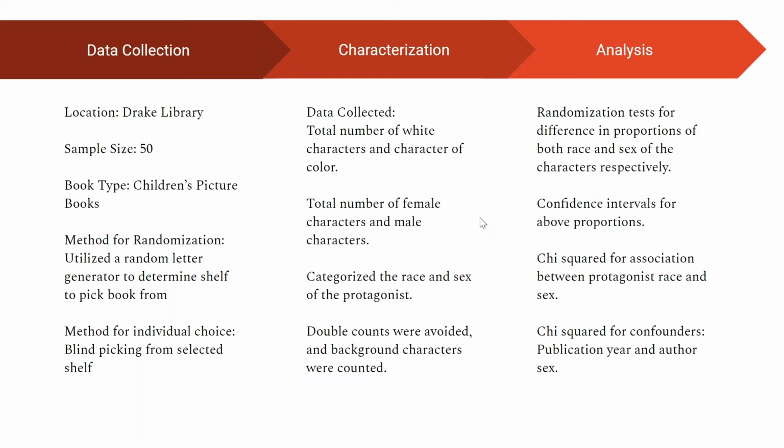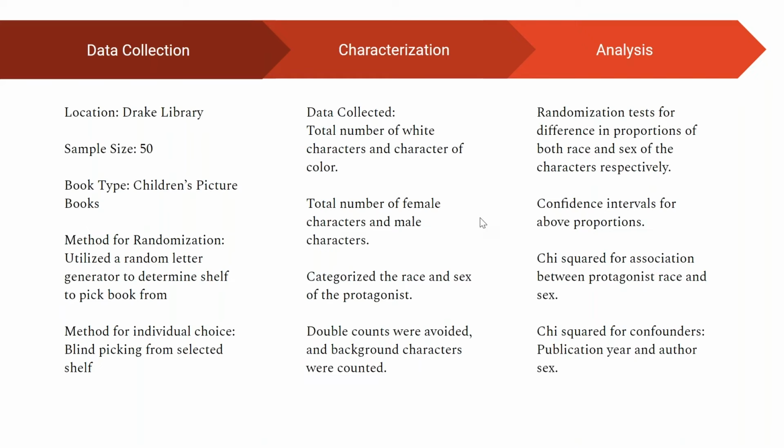Through the use of a randomization test for differences in proportion, we were able to find if there was a statistically significant difference in proportions of male characters and female characters by book, and run the same analysis but with proportions of white characters and proportions of characters of color.